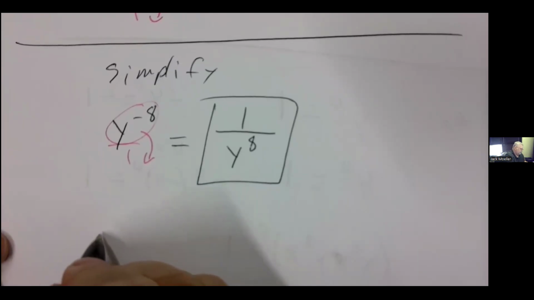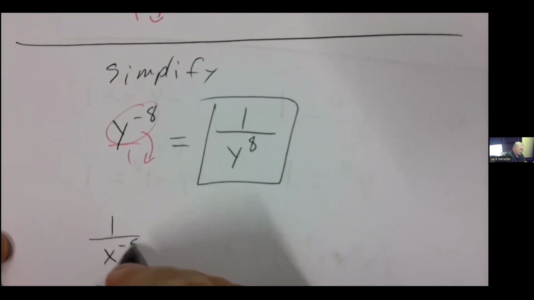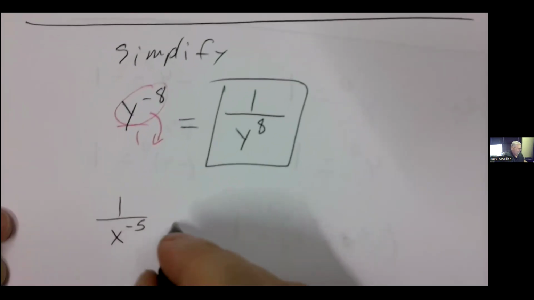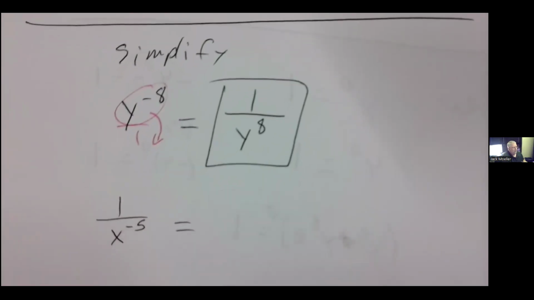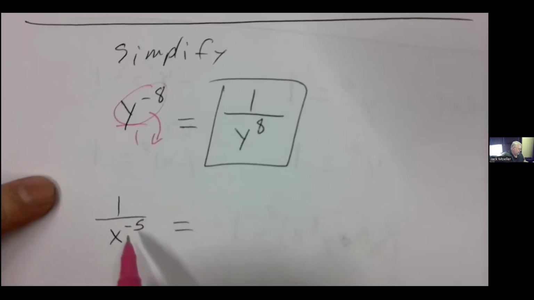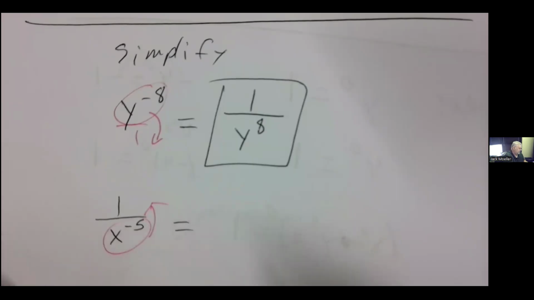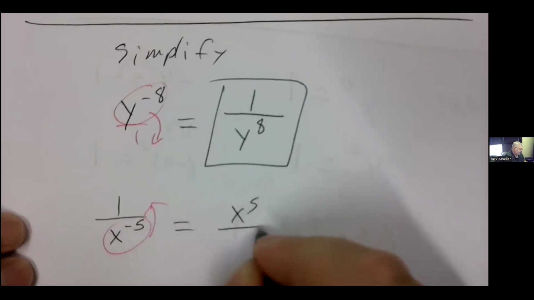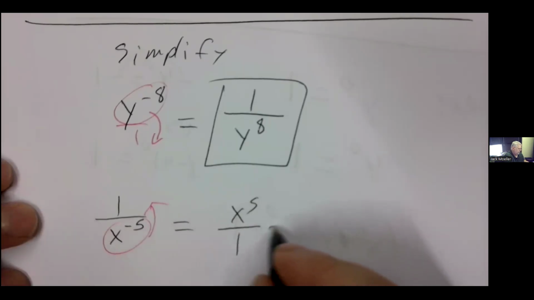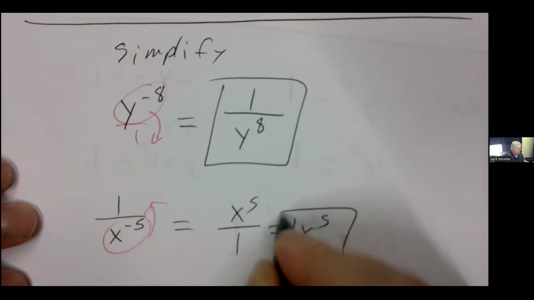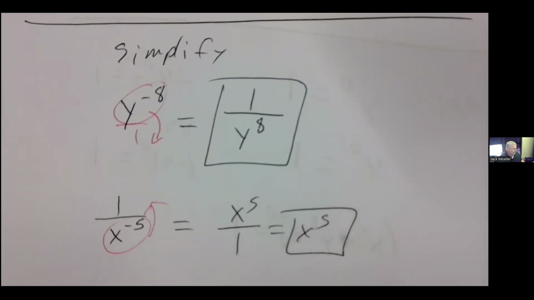What if we have 1 over x to the negative 5? Well, now the term with the negative exponent is in the bottom, so it needs to get flipped up. So now that becomes x to the positive 5 in the top over 1, but then over 1 just means a whole number. Good.